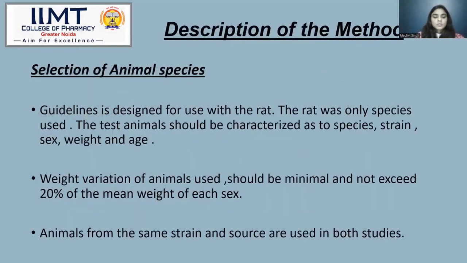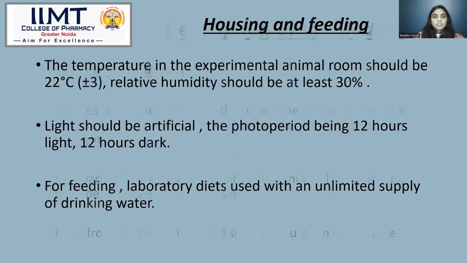First, selection of animal species. According to guidelines, the guideline is designed for use with the rat. The rat was the only species used. The test animals should be categorized as to species, strain, sex, weight, and age. Weight variation of animals used should be minimal and not exceed 20% of the mean weight of each sex. Animals from the same strain and source are used in both studies.